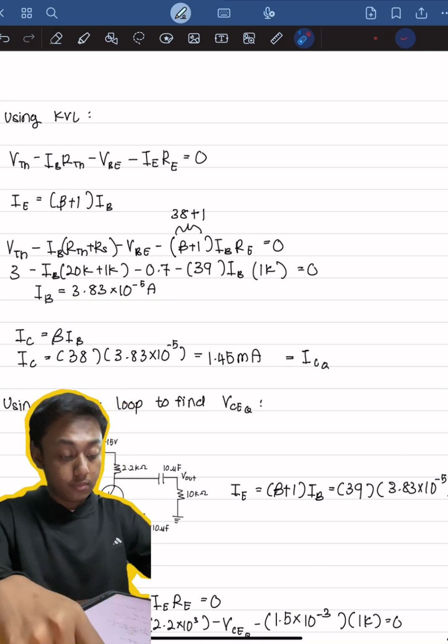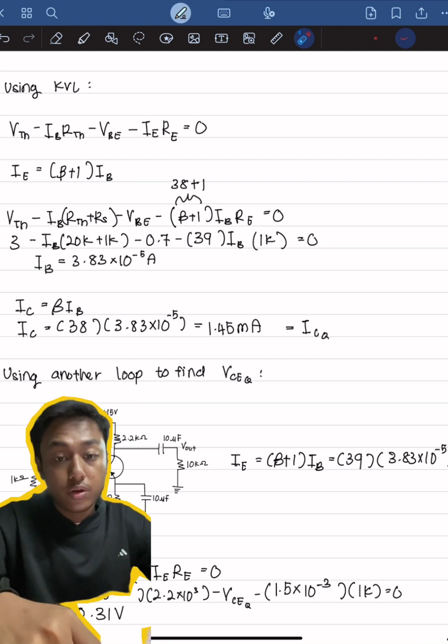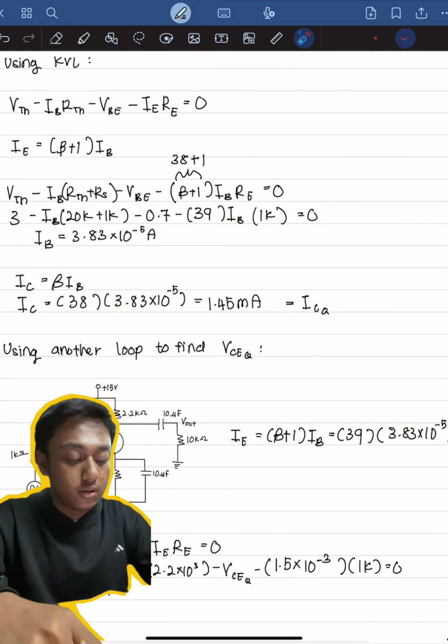So since we have the IB value, we can straight away find the IC value. IC in its formula is equals to beta times IB.